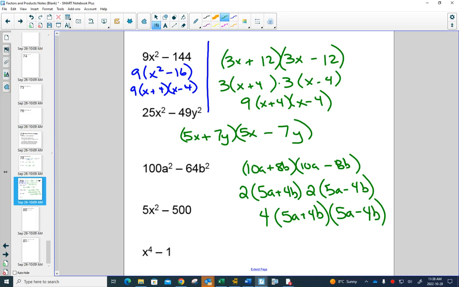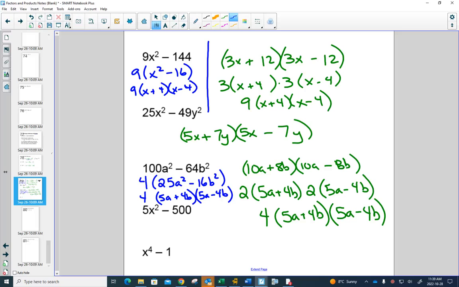Using the blue method, you can pull out a 4 from the beginning. Right. So using the blue method, if you can pull out a 2 and these are perfect squares, it means you could also pull out a 4. So if you pulled out a 4, leaving you with 25a squared minus 16b squared, and then factored it to 5a plus 4b and 5a minus 4b, that would work as well. So both methods are good.